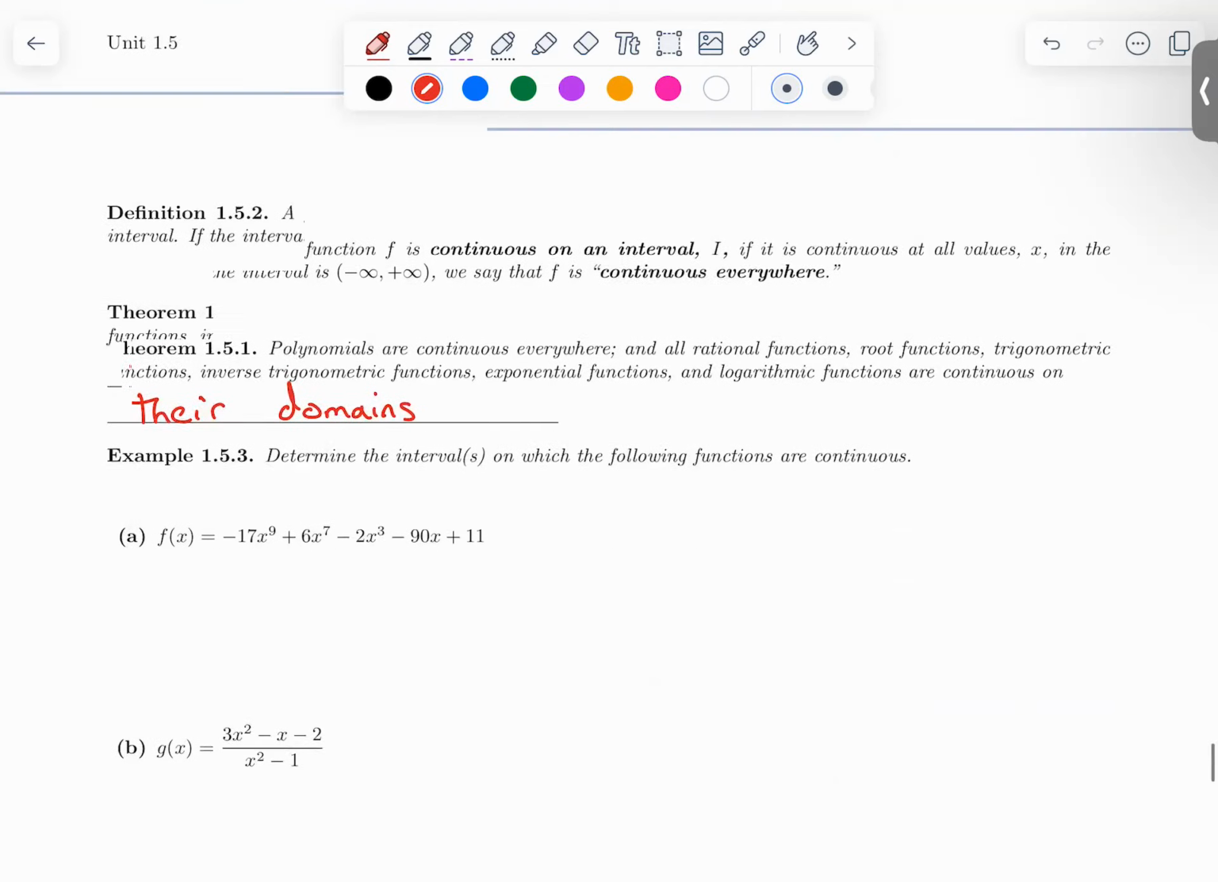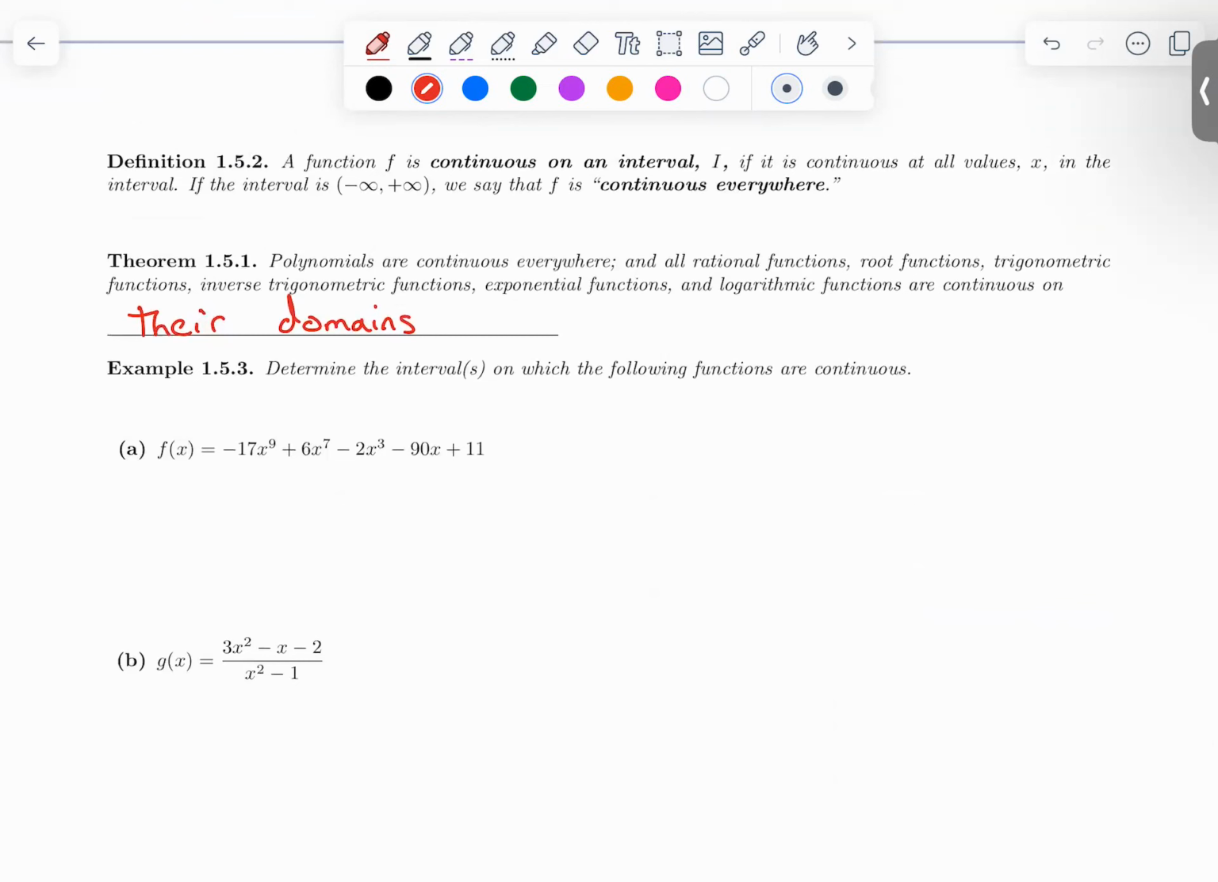So this first one, it's a polynomial. Polynomials are nice. They're one of the best functions out there. They're continuous everywhere. So continuous everywhere, because polynomial. Polynomials are one of the nicest functions we know how to deal with. Polynomials are awesome.